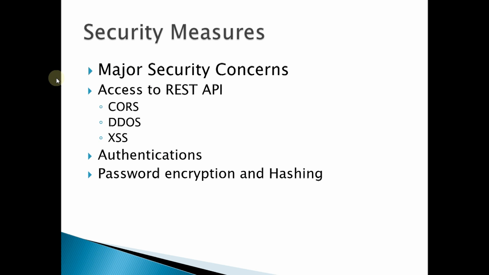We can set our middleware for cross-site scripting, and what other things can we do? We can provide authentication, either basic authentication, third-party authentication, or any other mechanism. And the last point is to encrypt or hash our passwords. So these are all points which we will do one by one. Some of these points we will do today, and some of them will be in our next lecture.